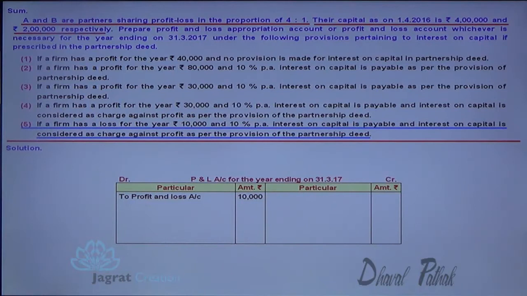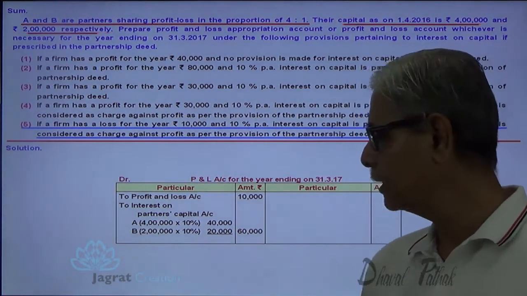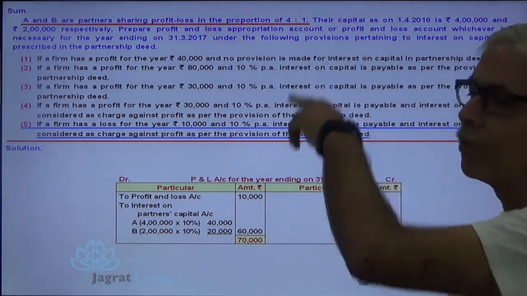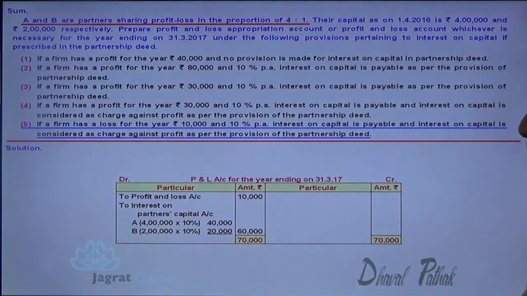Interest on capital paid on 4 lakhs at the rate of 10%. A gets 40,000. B gets 2 lakhs into 10%, 20,000. Total 60,000. Interest on capital to be paid as a charge against profit. So 10 plus 60 is 70,000. So total loss 70,000 will be distributed between partners in the ratio of 4:1. So 70,000 into 4/5 is the share of A in loss. And 70,000 into 1/5, 14,000 is the share of B in loss. This loss will be debited to the partners' capital account, and this interest on capital will be credited to the partners' capital account.